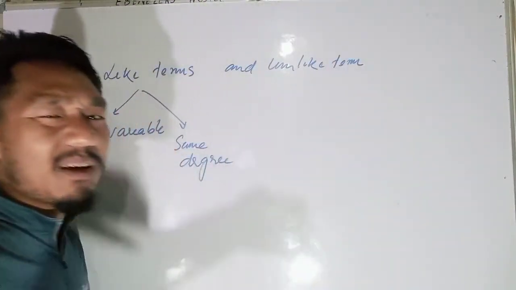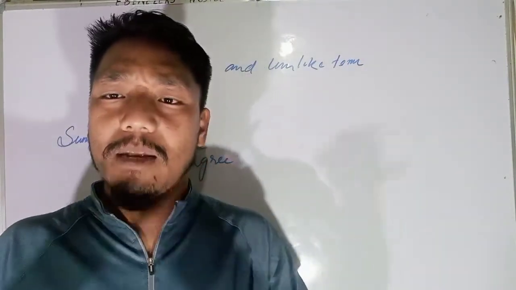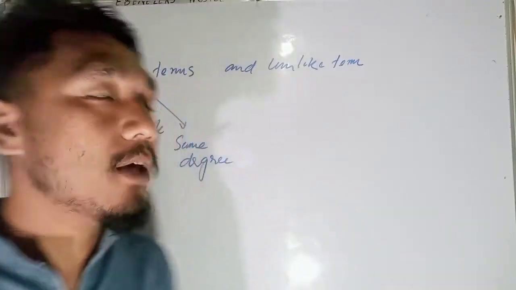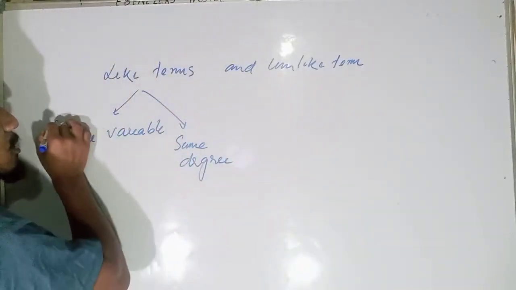Next, unlike terms. What are unlike terms? They may have the same variable, doesn't matter. They may not have the same variable also, and their degree may not be the same. So for like terms, this condition is very much important.